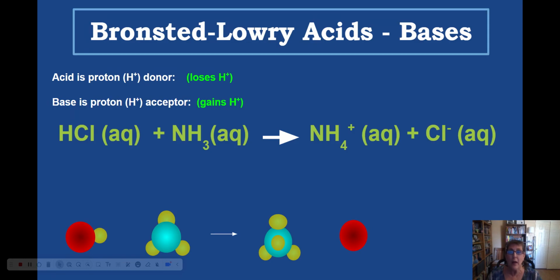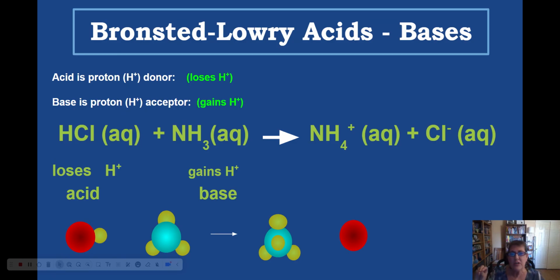So the acid is what loses the H plus and the base gains the H plus. So which is the acid and which is the base? You are correct if you said HCl is the acid. It is because it lost that H, and NH3 is the base because it gained the H and became NH4 plus. So the HCl is the acid. It lost an H plus. The NH3 is the base because it gained an H plus.